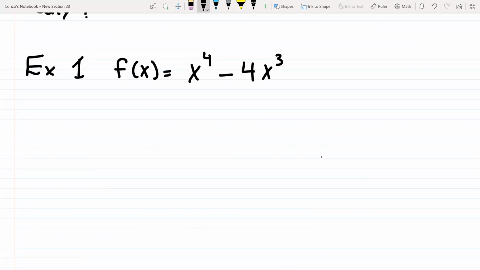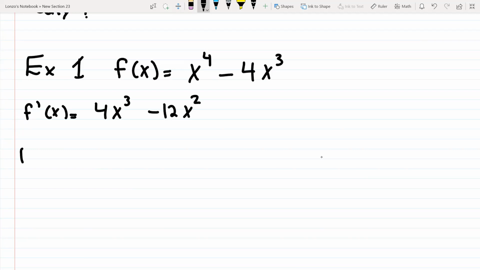So f of x equals x to the fourth minus 4x to the third. I think this is the one we did. So on the example, first I've got to take the second derivative. So first I've got to take the first derivative, right? You can't take the second without taking the first. The derivatives here are pretty simple. It's just power rule. So the derivative of x to the fourth is 4x cubed because of the power rule. And then the derivative of negative 4x cubed is going to be negative 12x to the second.